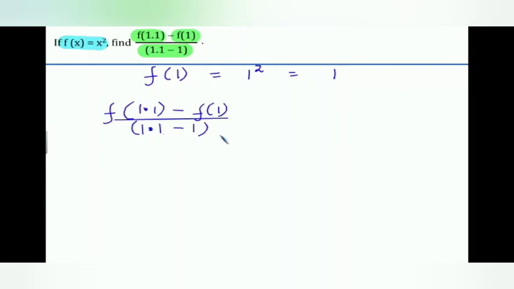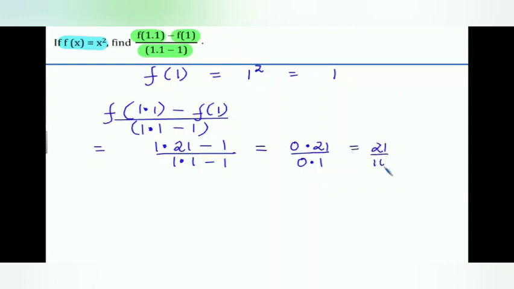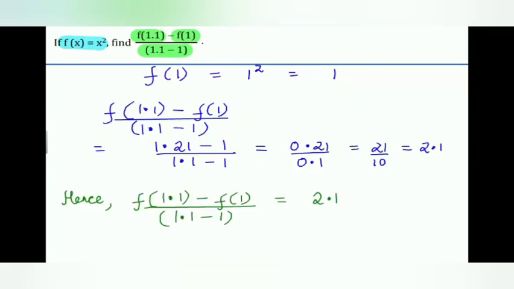Now put all the values in the expression which we have to find. So f of 1.1 is 1.21 minus f of 1 is 1, divided by 1.1 minus 1, is equal to 1.21 minus 1, which is 0.21, divided by 0.1, is equal to 21 by 10. So your answer is 2.1. Simple.